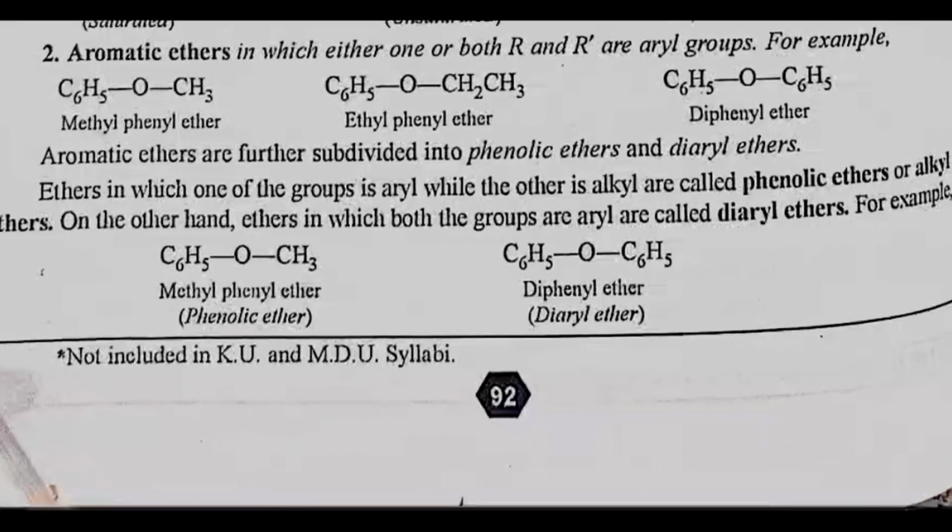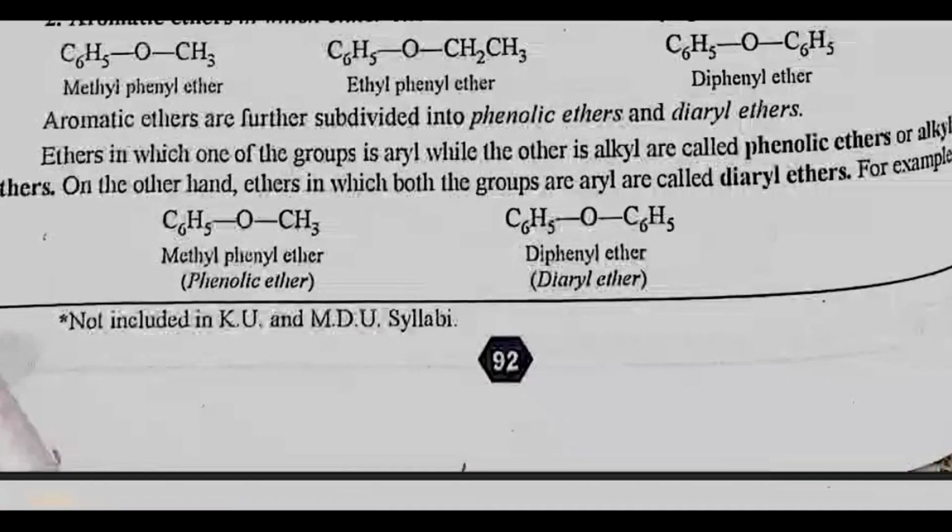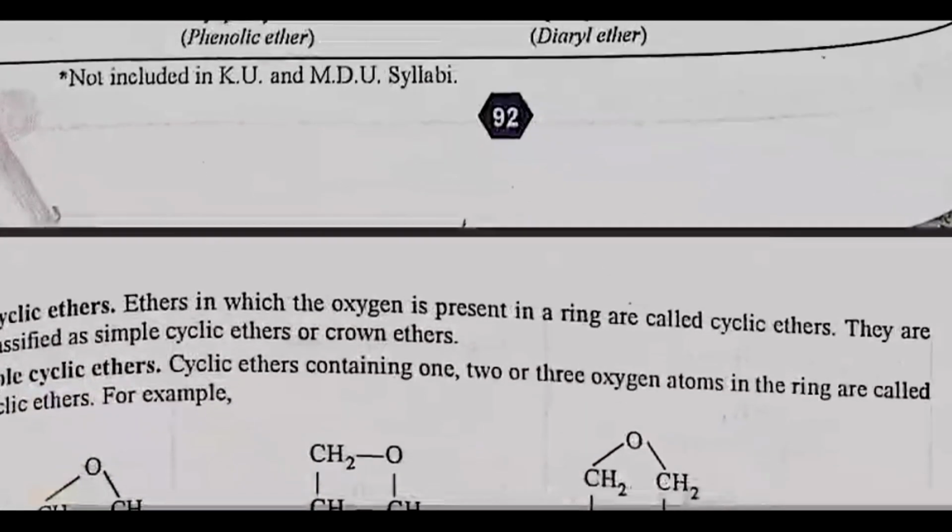Aromatic ethers are further subdivided into phenolic ethers and diaryl ethers. Ethers in which one of the groups is aryl while the other is alkyl are called phenolic ethers or alkyl aryl ethers. On the other hand, ethers in which both the groups are aryl are called diaryl ethers. For example, methyl phenyl ether, phenolic ether; diphenyl ether, diaryl ether.